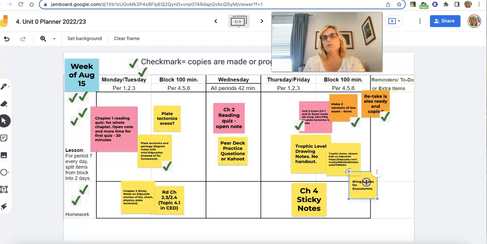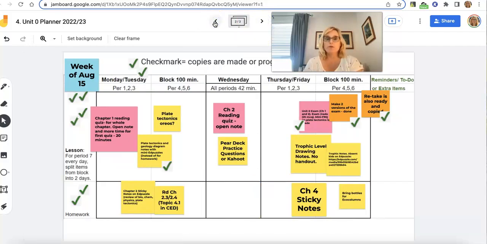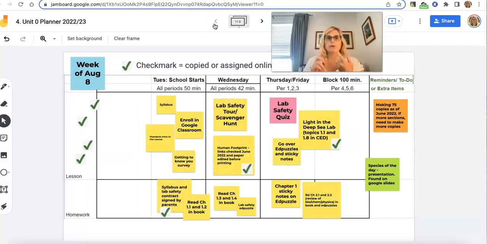I also have them start bringing their bottles for eco columns, so we start building the following week for eco columns. All right, so that is my Unit 0. And so I'm covering human footprint. Let me go back to the beginning. I'm covering human footprint. I'm doing a math diagnostic with them.